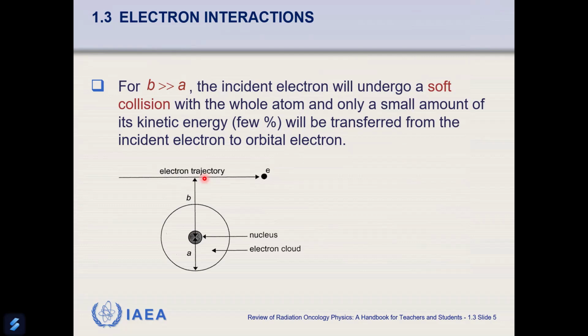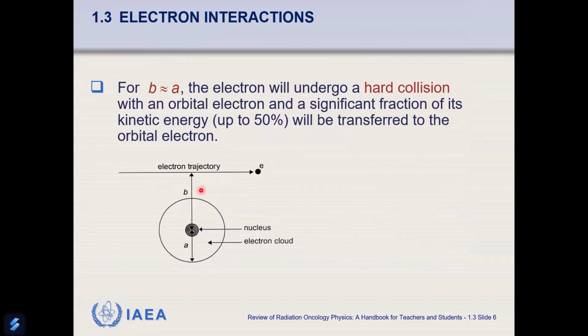All right. So if the electron is far away, a small fraction will be transferred. What about if the electron is closer to the atomic shell, or if it's much comparable to the radius of the atom? Well, in that case, a hard collision occurs. That means a considerable fraction of kinetic energy, up to half of the incident energy, will be transferred to orbital electrons.